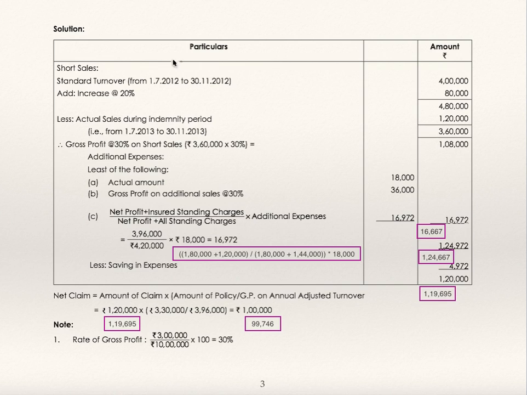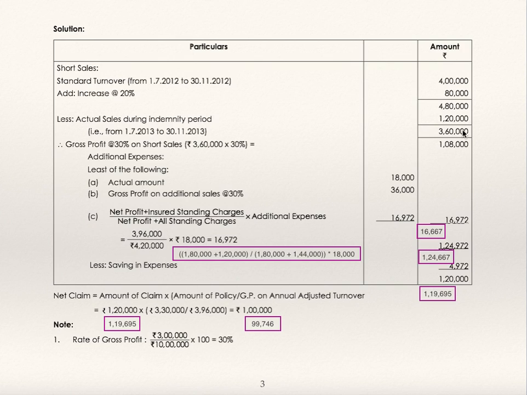Last year from 1st July to 30th of November, turnover was 4 lakhs. As the company is expecting a 20% increase, this year it was expected to be 4 lakh 80,000 as turnover. But because of the calamity, the actual turnover during this period is 1 lakh 20,000. So 4 lakh 80,000 minus 1 lakh 20,000, 3 lakh 60,000, is your short sales. So the third finding is short sales.